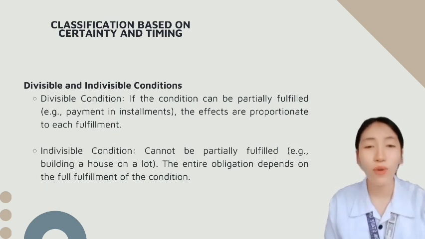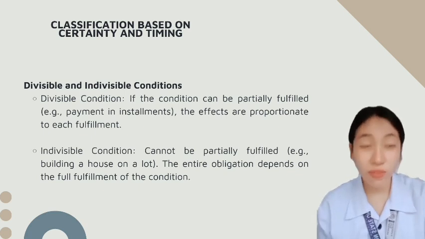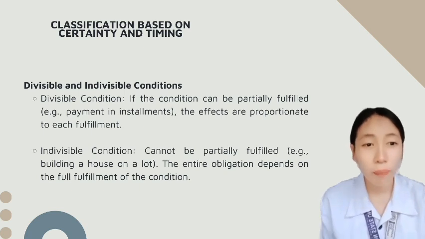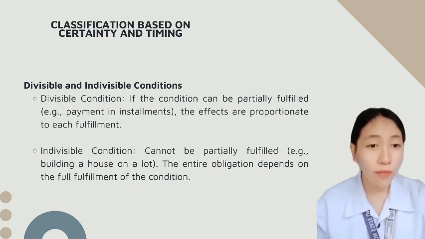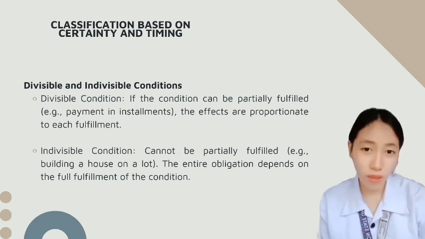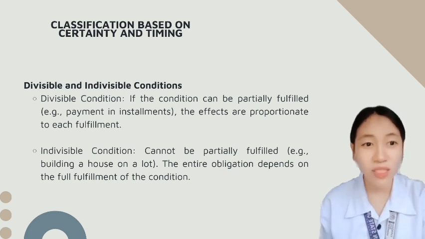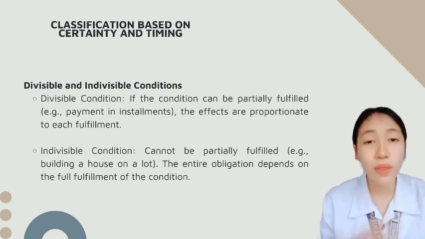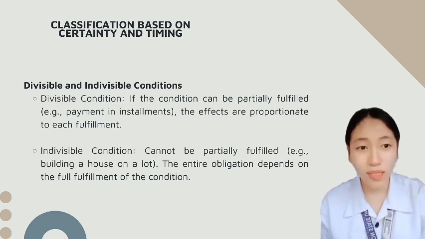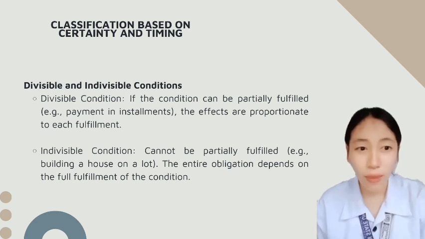So let's move forward to another condition. Another condition is divisible condition. If the condition can be partially fulfilled, like payment in installments, the effects are proportionate to each fulfillment. My example for this one is if the construction company completes 25% of the project, they will receive 25% of the payment. So this condition is divisible because each part of the task completed leads to the corresponding benefits.